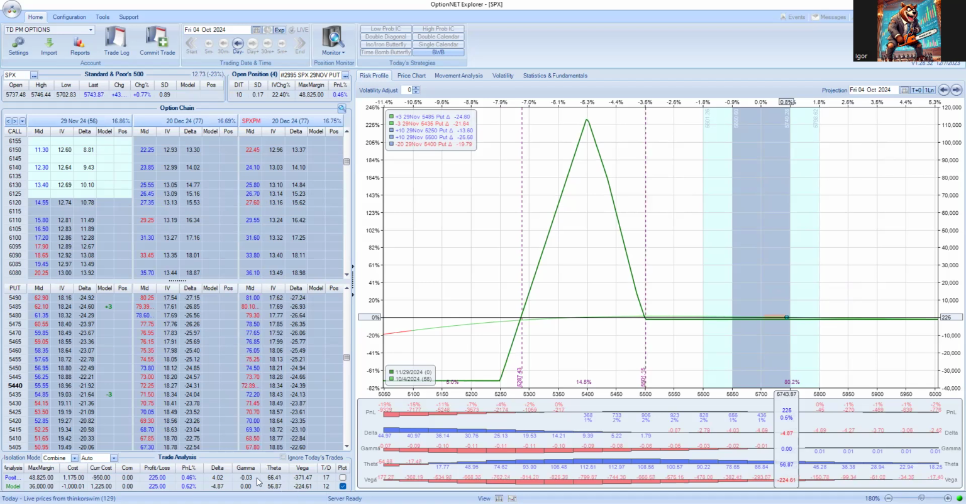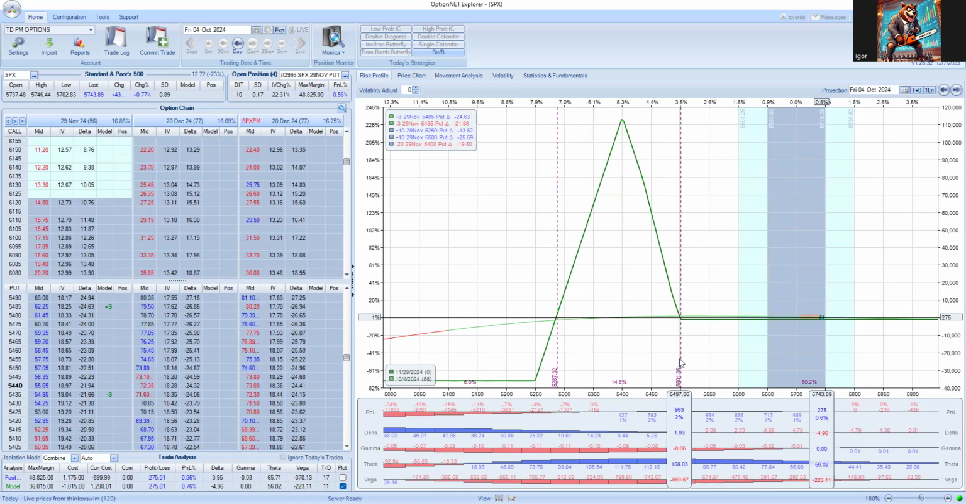So I'm losing some theta, but I'm also flipping my delta. Now it's showing from +4 to -4, but around 5,500, it's going to be pretty close to neutral. What that means is that this put debit spread just neutralized this position, which means that if the market goes up or down the following day, we don't have a lot of directional exposure.